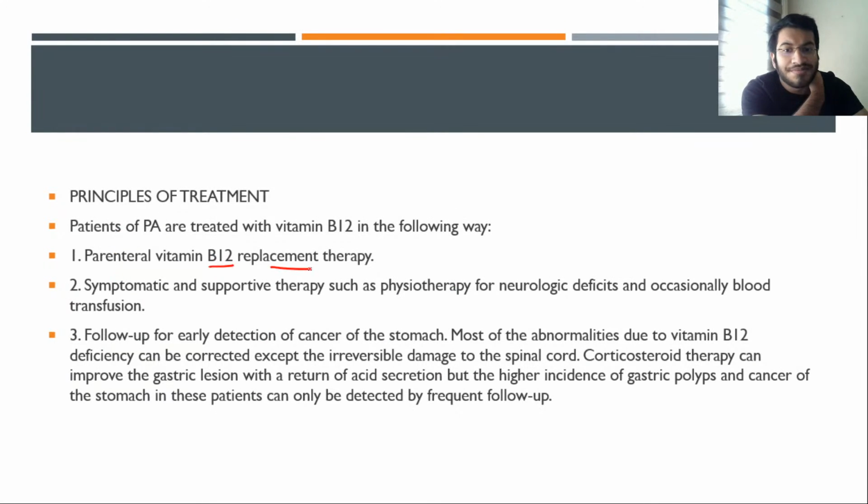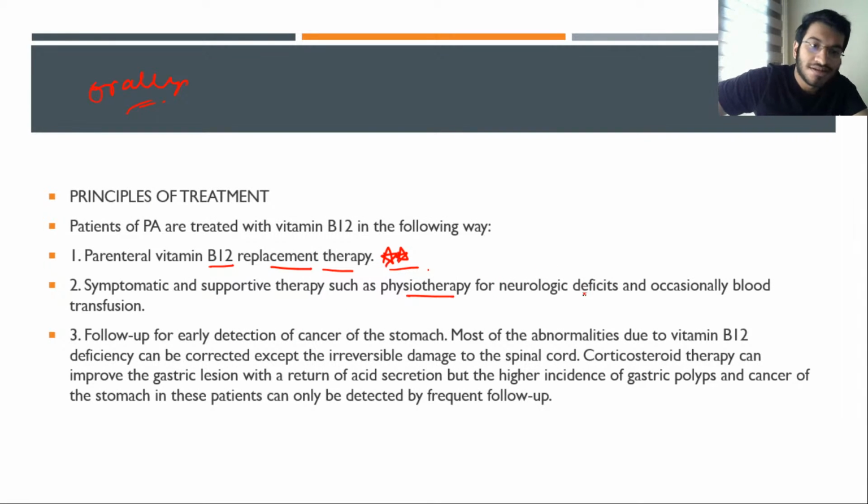And then principles of the treatment. Parenteral vitamin B12 replacement therapy. You have to give parenteral therapy. If you give it orally, then the same problem will remain, because there is a problem with absorption. Symptomatic and supportive therapy such as physiotherapy for neurological deficits and occasionally blood transfusion. Follow-up for early detection of cancer of the stomach.